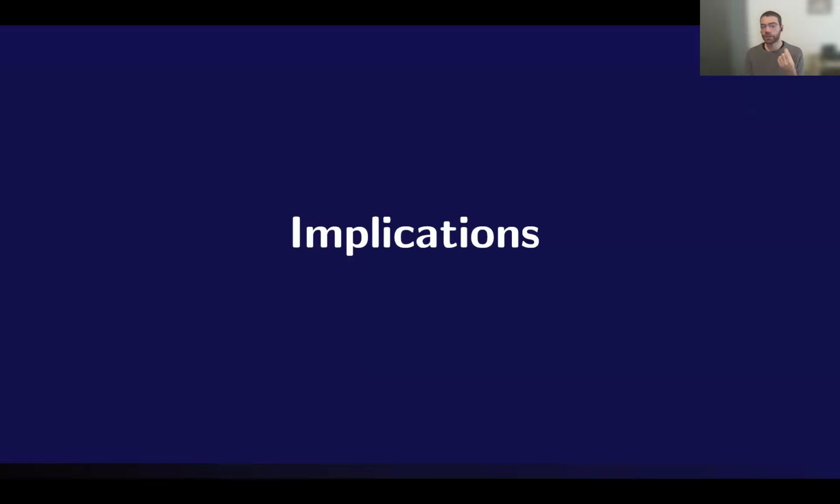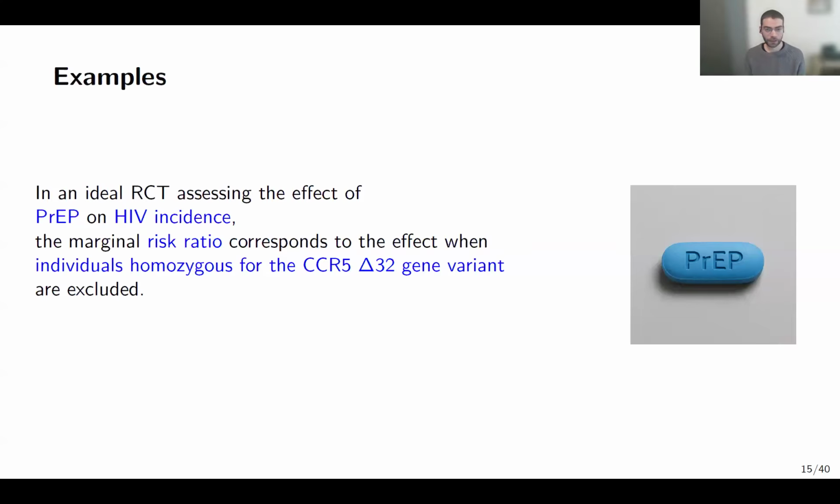And let's try to see some hypothetical examples in which this may be useful. So this is the example I presented you at the beginning, our initial motivating example, and I hope by now it's clear why the risk ratio remains the same. So the point is that if you have a randomized trial and you are assessing the effect of pre-exposure prophylaxis on HIV incidence, then the marginal risk ratio that you obtain from this trial will correspond to the effect when you exclude individuals who are homozygous for the gene variant, because these individuals will not experience the outcome under treatment and will not experience the outcome under control. So these individuals are immune. So if I exclude them, the risk ratio doesn't change.